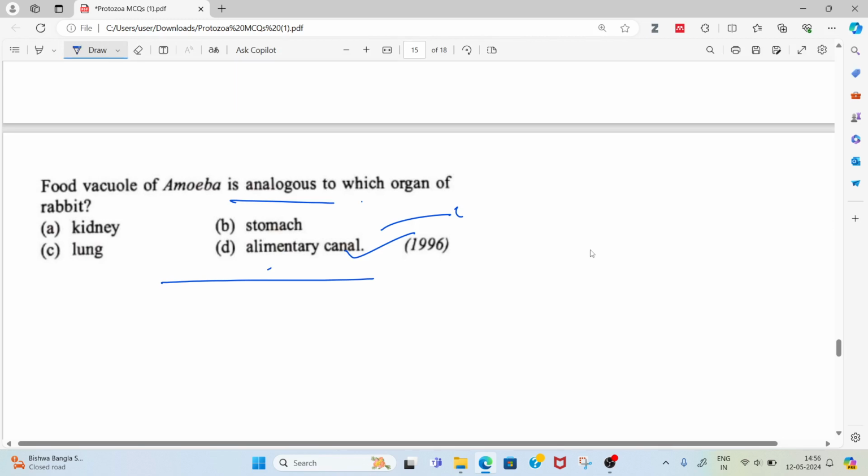So the food vacuole of amoeba is mainly analogous to the alimentary canal of rabbits. In rabbits, the alimentary canal performs all types of digestion of food materials, and in amoeba the food vacuole also performs the same function. It engulfs food, then digests it and egests it. So the alimentary canal of rabbit is analogous to the food vacuole. Here is the correct answer.